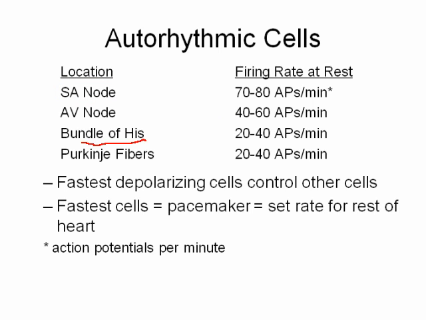Then we have the bundle of His. These cells have an even slower spontaneous rate of depolarization. So they are driven, of course, by the AV node, which is faster, which is driven in turn by the SA node, which depolarizes faster yet. And the bundle of His and Purkinje fibers have roughly the same rate of pacemaker potential. So one important point from this is that the faster depolarizing cells control the other ones.